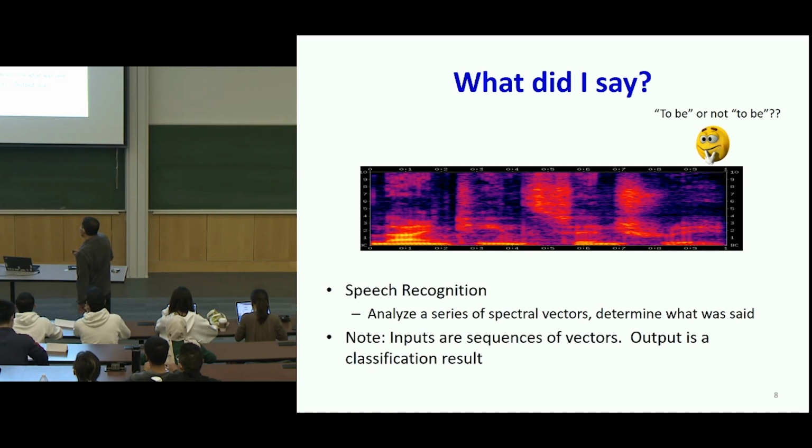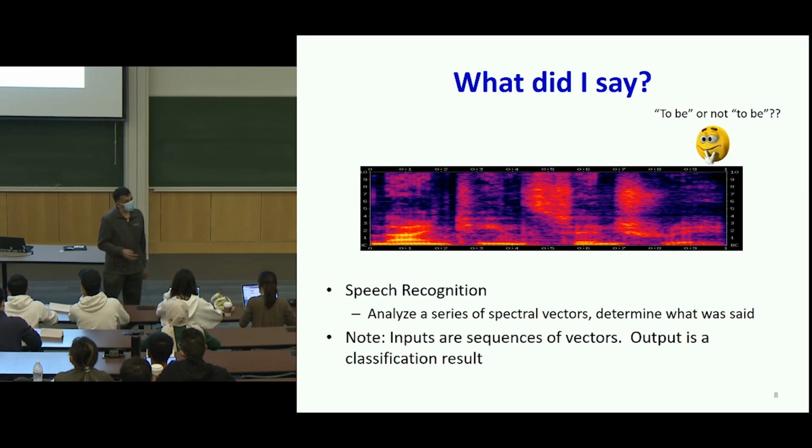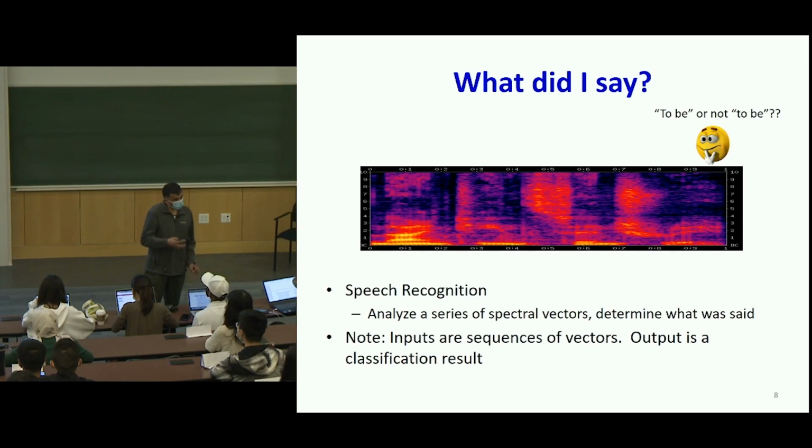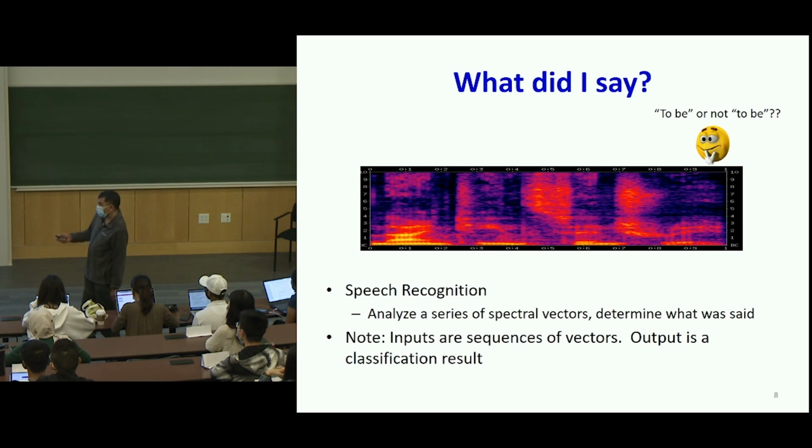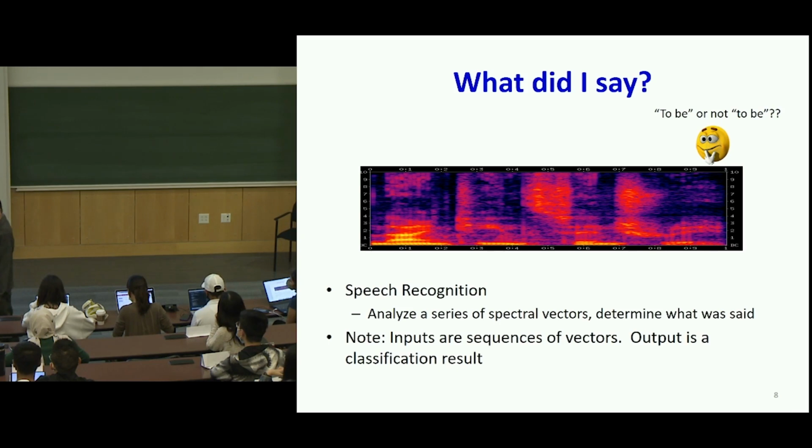You want to determine what was said. Did the person say "to be" or did the person say "not to be"? So it's not like detecting a word. We're trying to recognize what was said, right? And you can't really figure out what was said till you get to the end of the sequence of inputs. So you have to analyze an entire sequence of vectors, and then you produce an output.